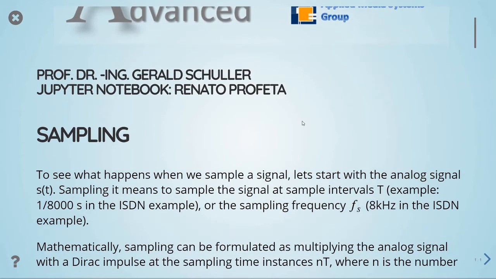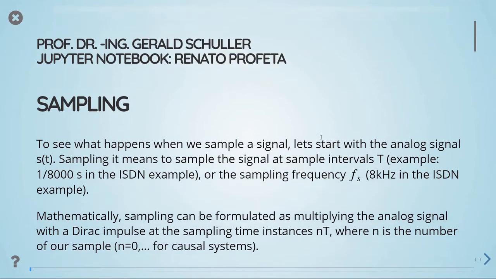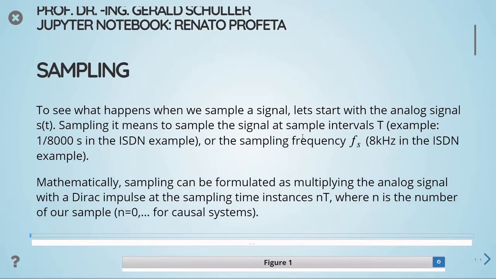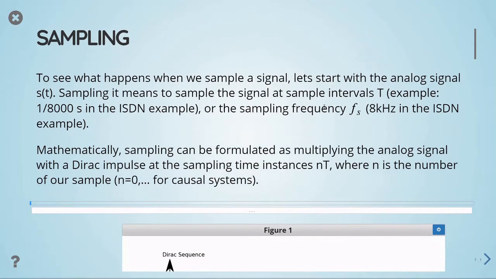To see what happens when we sample a signal, let's start with an analog signal s(t). Sampling it means to sample the signal at sample intervals capital T, or sampling frequency f_s. Let's remember that the sampling frequency f_s is related to the sampling interval by 1 over T. So the sampling frequency is equal to 1 divided by the sample interval. As examples, ISDN systems use 8 kilohertz as sampling frequency. For audio in CDs, we usually use 44.1 kilohertz. Some other audio systems also use 48 kilohertz.